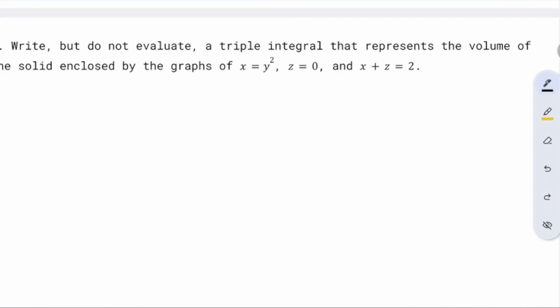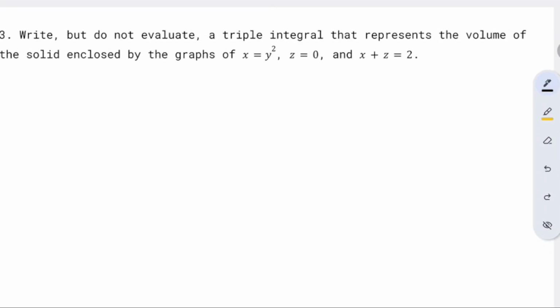Now, write but do not evaluate a triple integral that represents the volume of the solid enclosed by the graphs of x equals y squared, z equals 0, and x plus z equals 2. All right, I've done a bunch of examples like this, and I have to admit, my energy is waning here. I'm just going to say z equals 0 is going to be the bottom. z equals 2 minus x is going to be the top, in a z world.